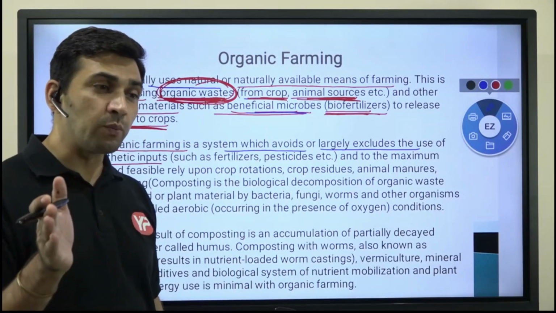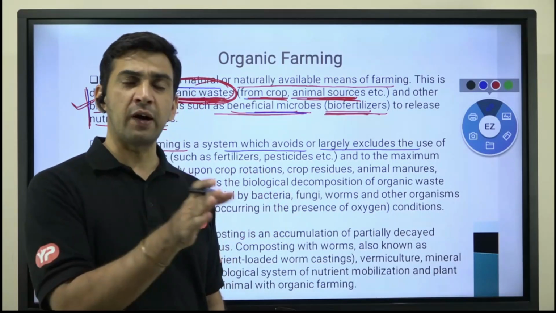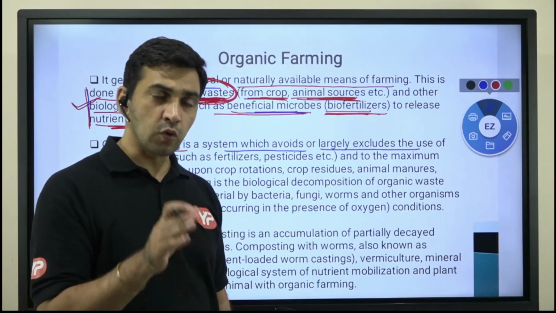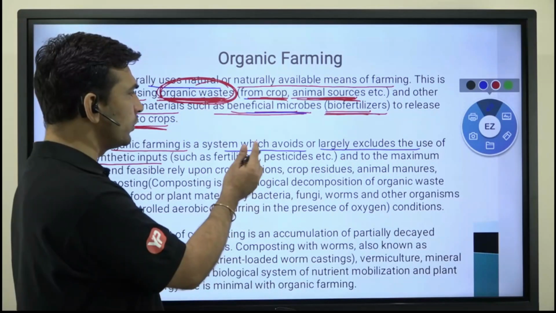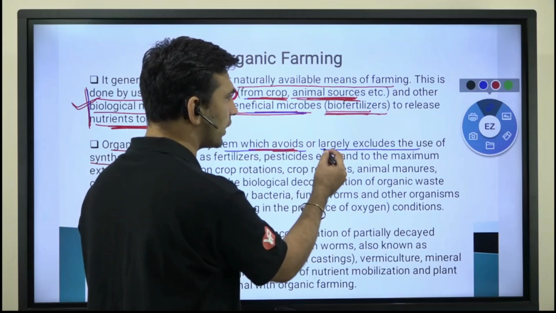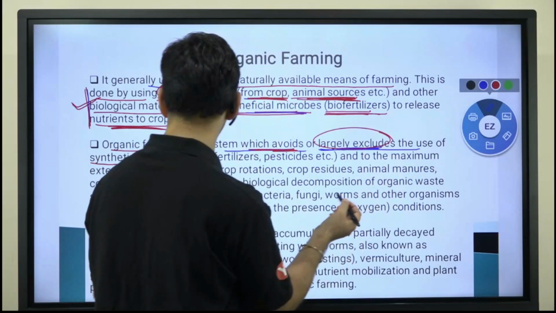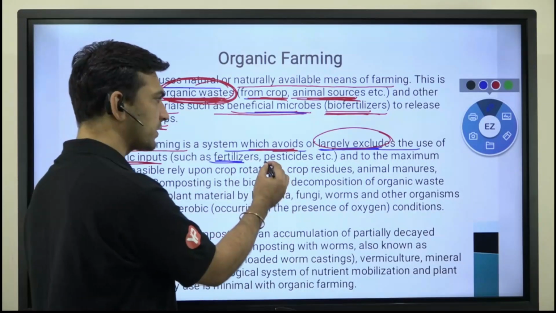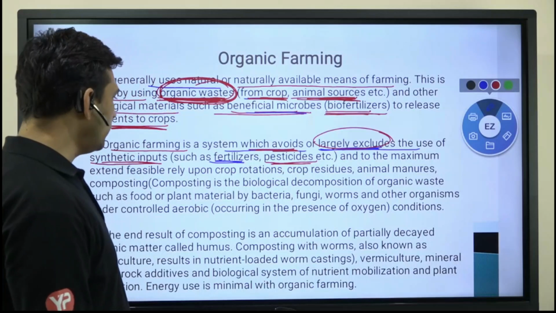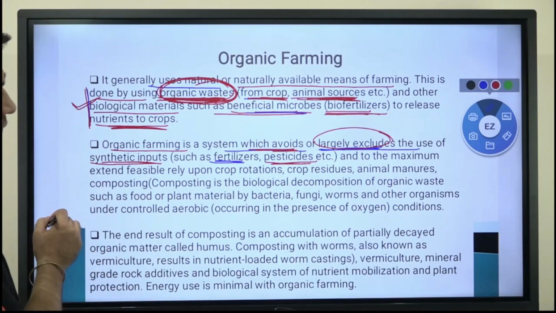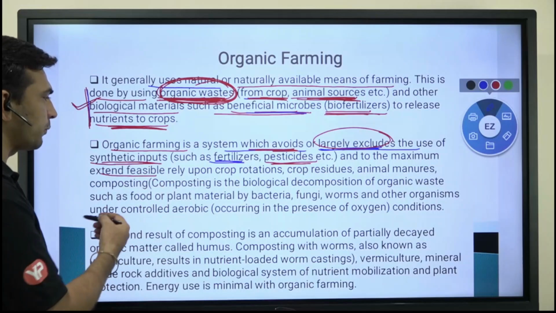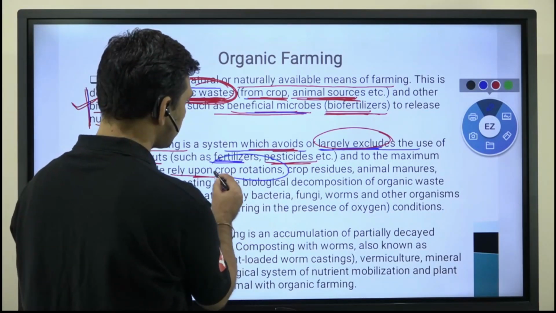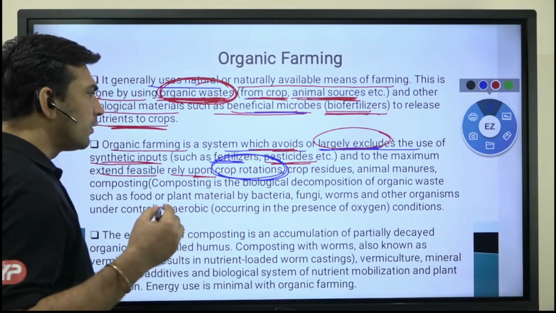So that is why we are moving towards a kind of farming practice which is healthy for you and healthy for the environment. So what we basically want to do is avoid, or exclude, the use of synthetic inputs, which created the problem, fertilizers, pesticides, etc. And to the maximum extent feasible, as far as possible, rely upon crop rotation. Crop rotation is a farming practice.